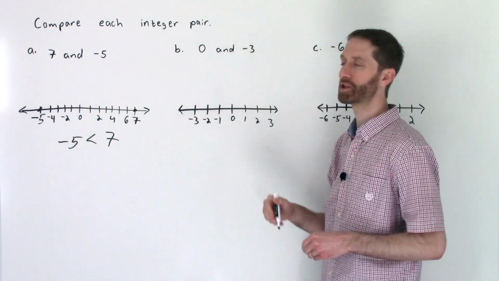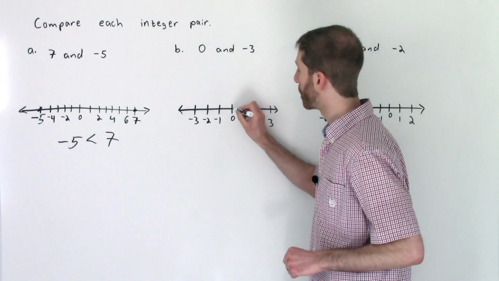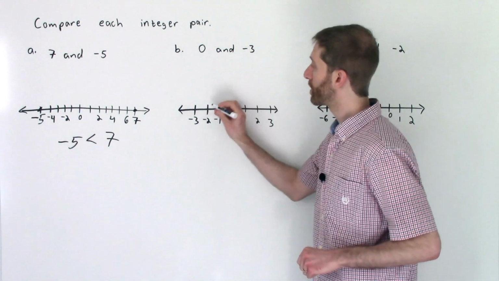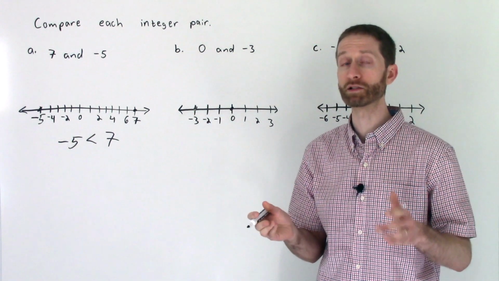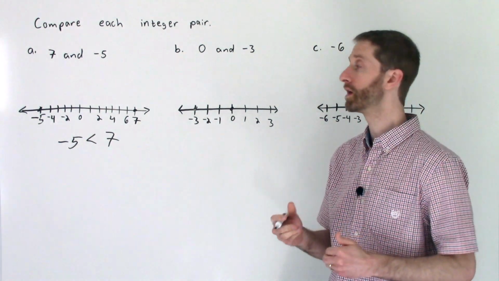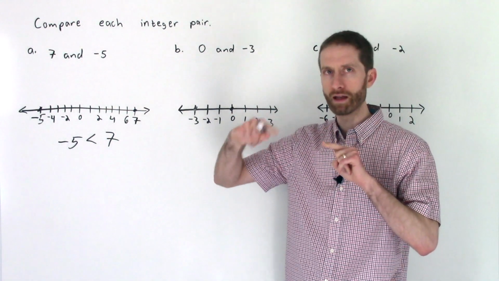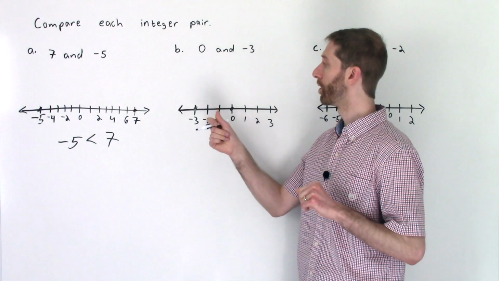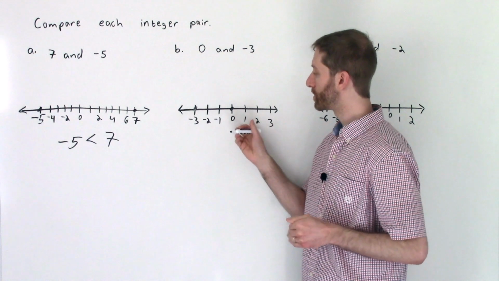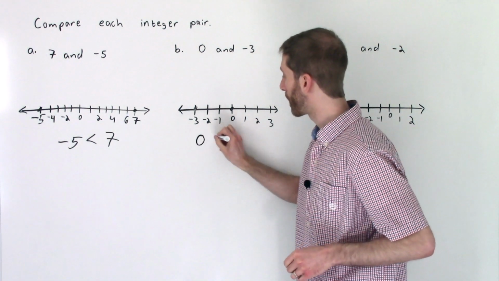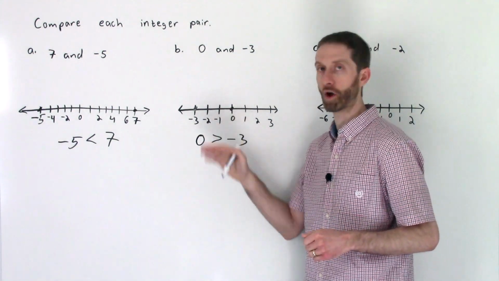Okay, let's jump into this one. 0 and -3. Well, we'll plot them. 0 is right here. -3 is to the left. So again, you might not need to use these number lines, but at least visually when you're first learning to compare integers, you can think -3 is to the left 3, and 0 is to the right of -3, so we know that 0 is greater than -3. It is more than -3, and we see that on the number line.